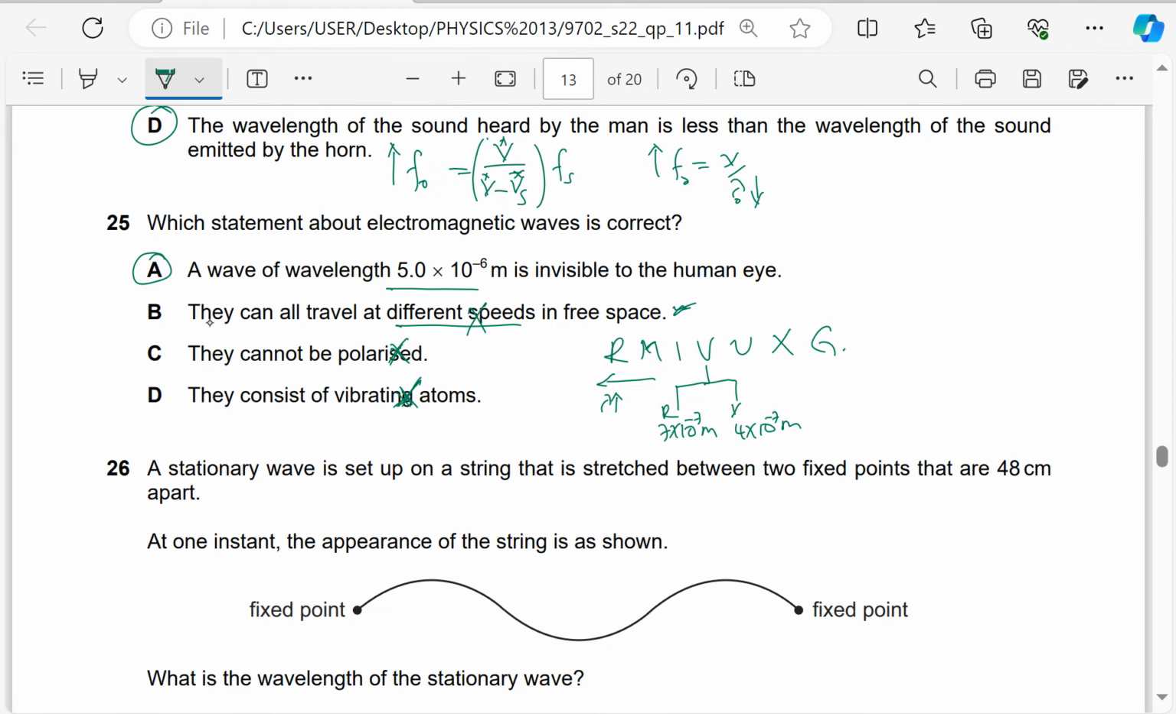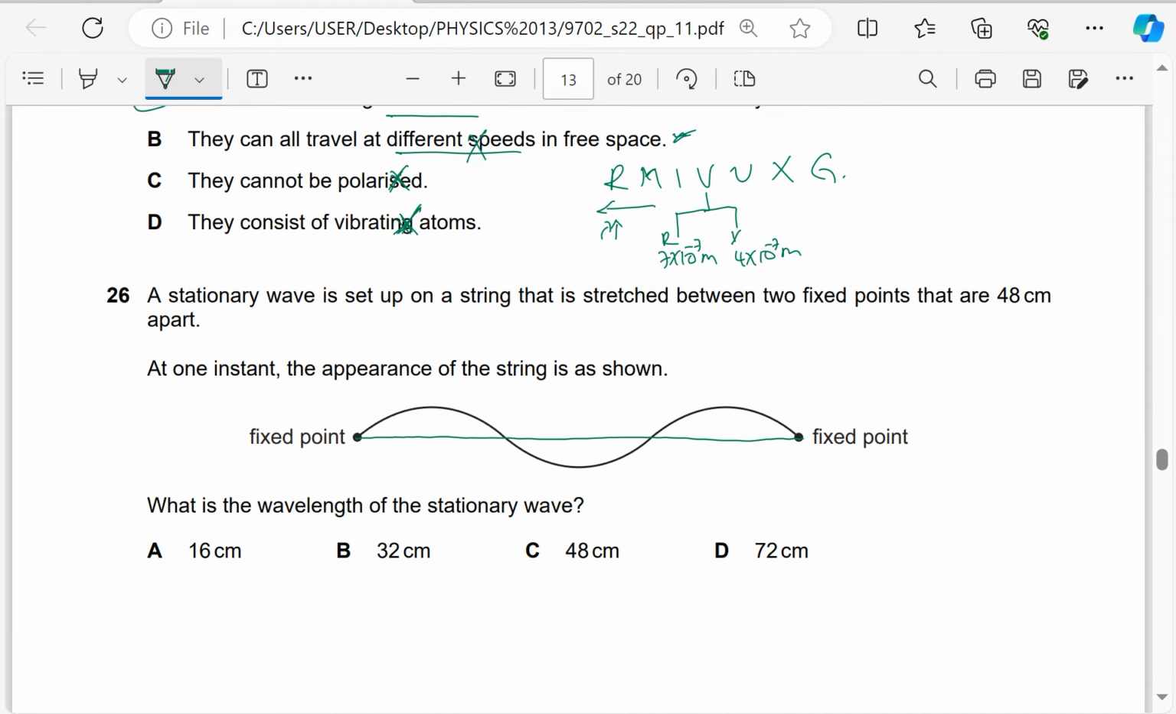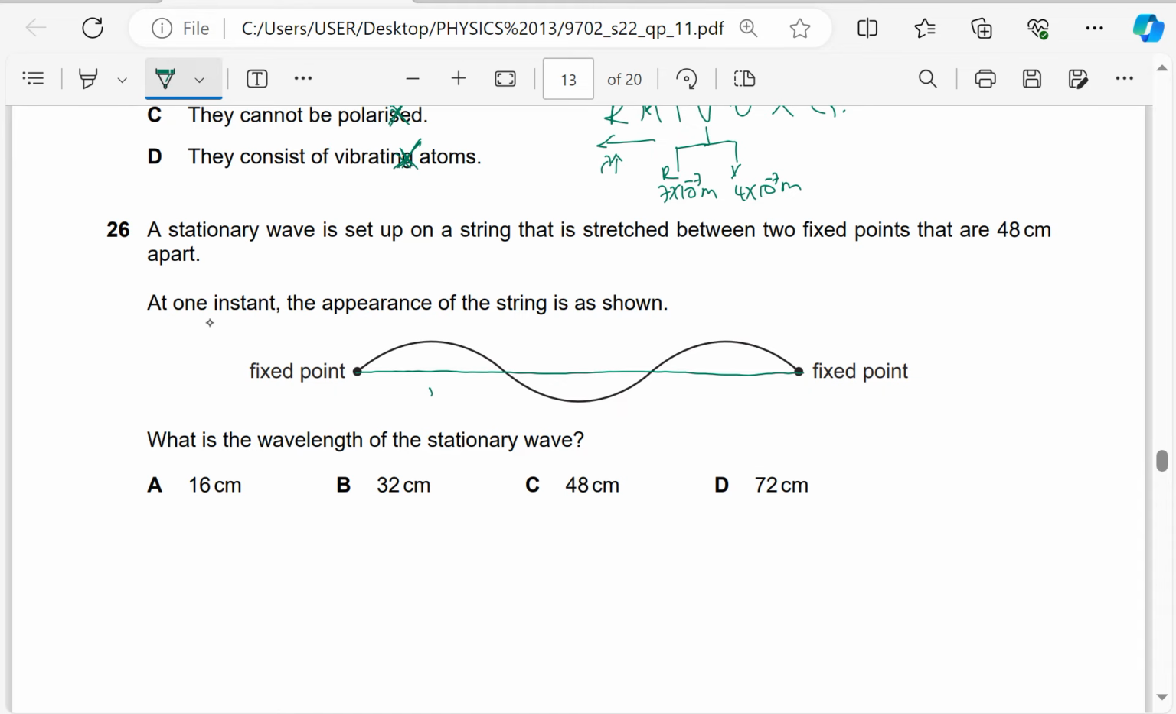A stationary wave is set up on a string that is stretched between two fixed points that are 48 centimeters apart. At one instant, the appearance of the string is shown. I will draw a horizontal line through this so that people can see that we have a half plus a half plus a half. That is 1.5 cycles. What is the wavelength of the stationary wave? So a half plus a half plus a half, that is 1.5 of a cycle.